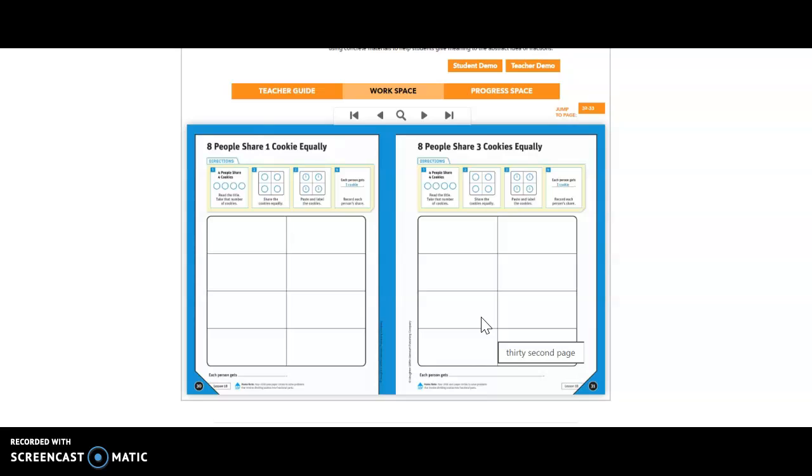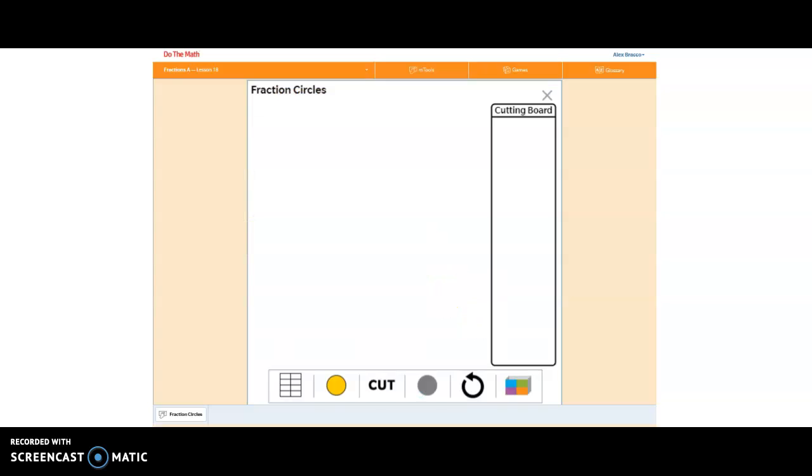So what I need you to do is go ahead and have those work pages open, and I can guide you through this with my circles, but I also sent you a circle template, the cookie template, that you could print out and use, or you could make your own circles with paper, okay? And then practice folding and cutting them into half, cutting them into fourths, cutting them into eighths, or however many times you need to cut them depending upon the problem.